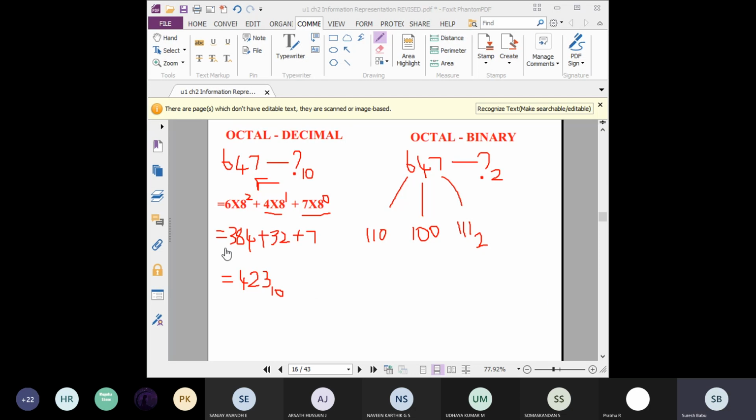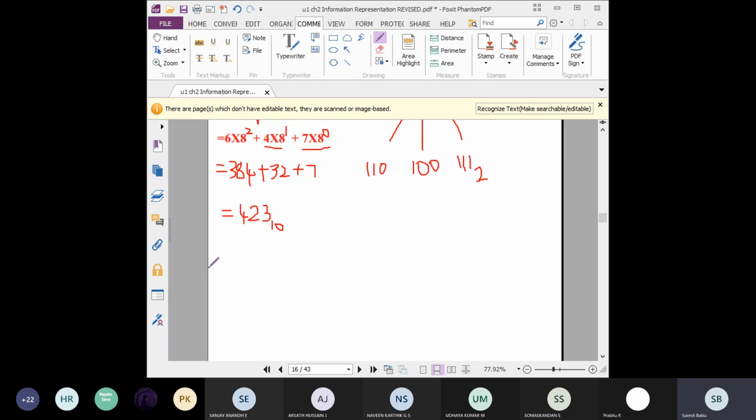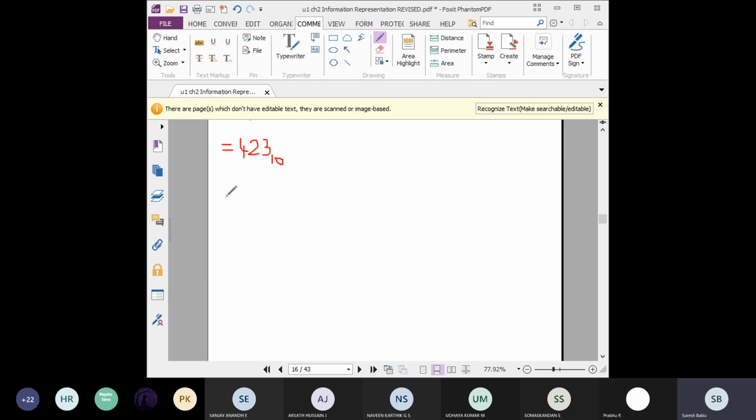Okay, listen. Again, I am going to give another example. Students, kindly practice in your note. Okay, the next example: 1356. Okay, this is the octal number. I need the equivalent decimal and equivalent binary. Okay, so binary number, very easy. I am going to give binary first, the number is 1356.